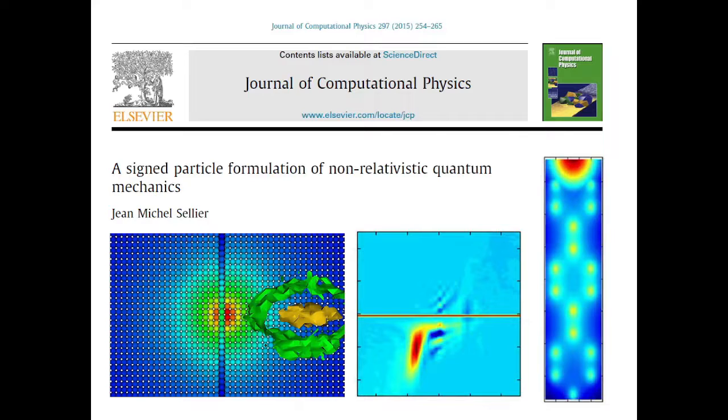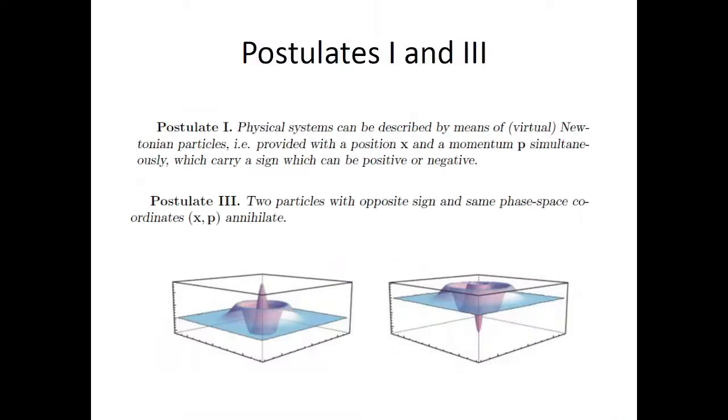So the sign-particle formulation was published in 2015. I am reporting this slide here so that you have a reference and you can download the paper, for example, if you are interested. So what is this sign-particle formulation of quantum mechanics? Well, it is based on the use of 3 postulates, and we are going to go through these postulates now. And we start from postulates 1 and 3 for the simple reason that these postulates are very simple to explain, and then we will go through postulate number 2, which requires a little bit more mathematical details.